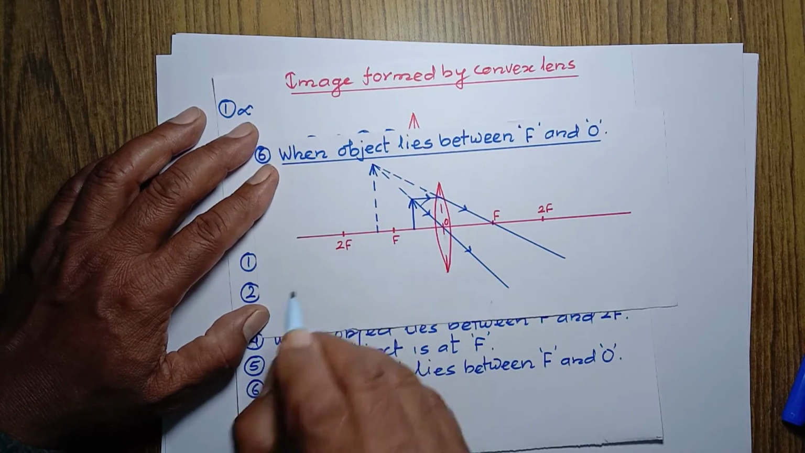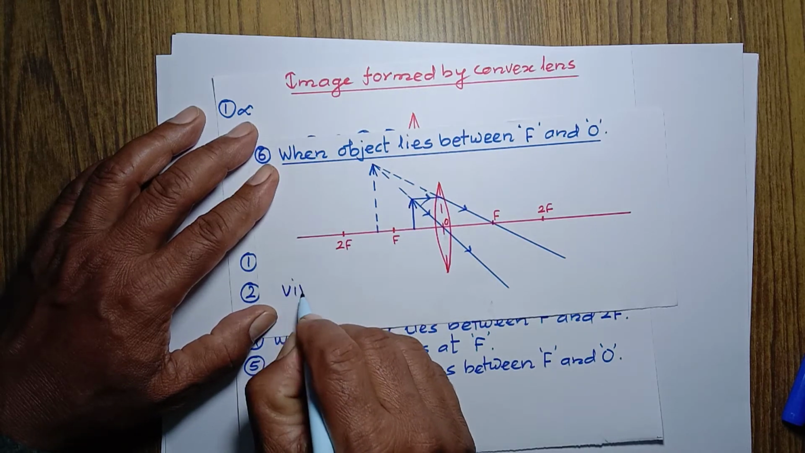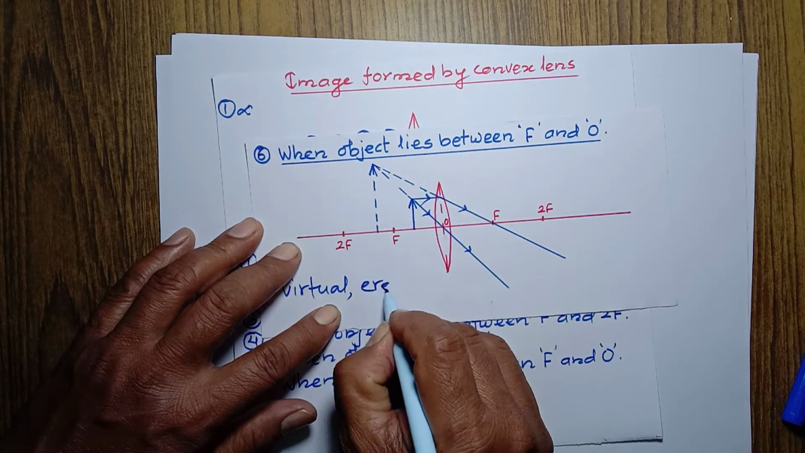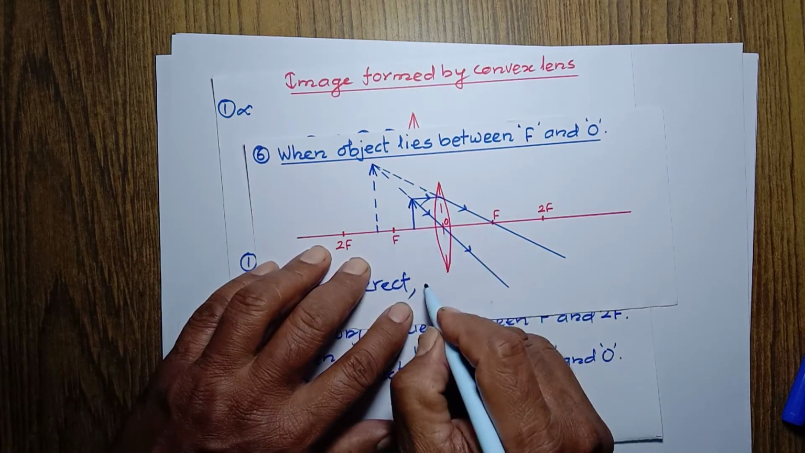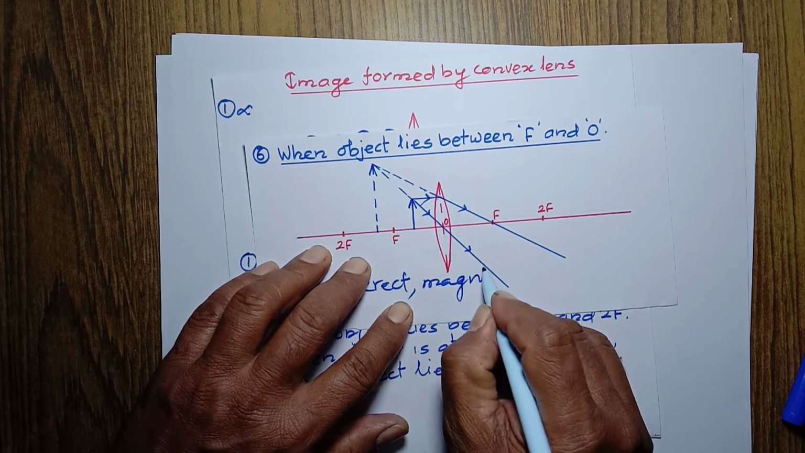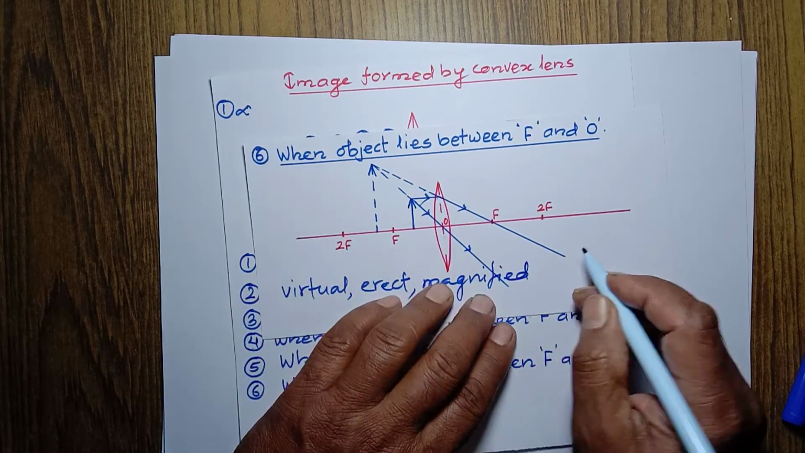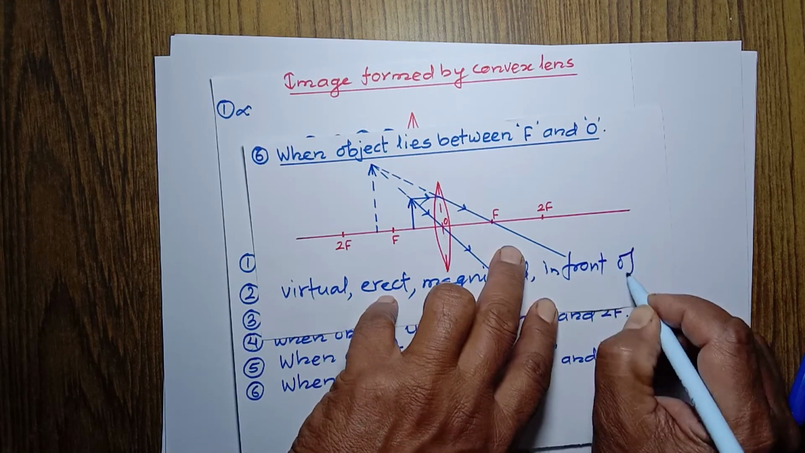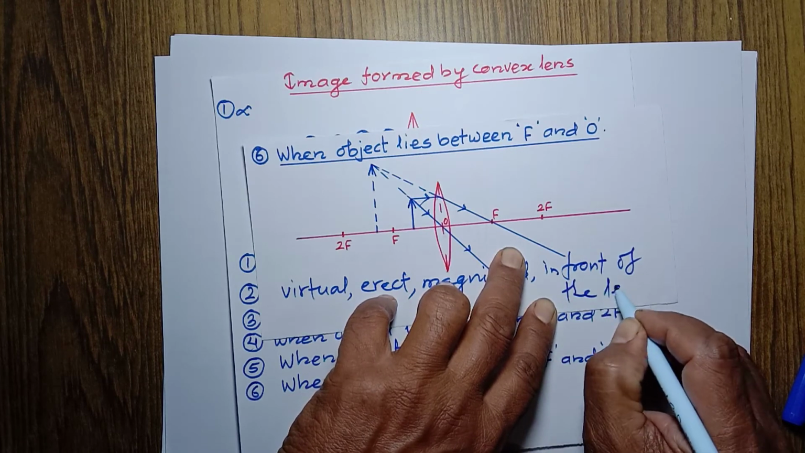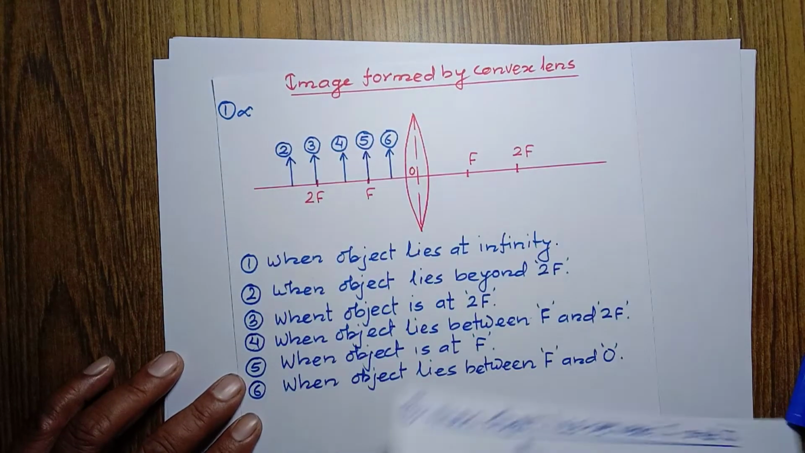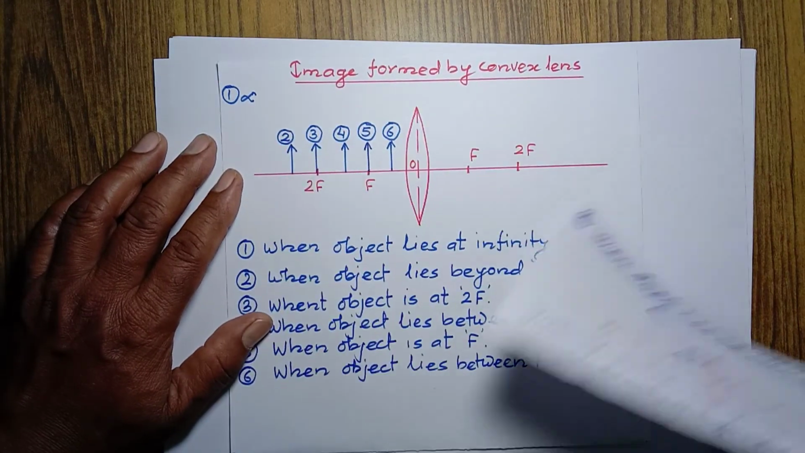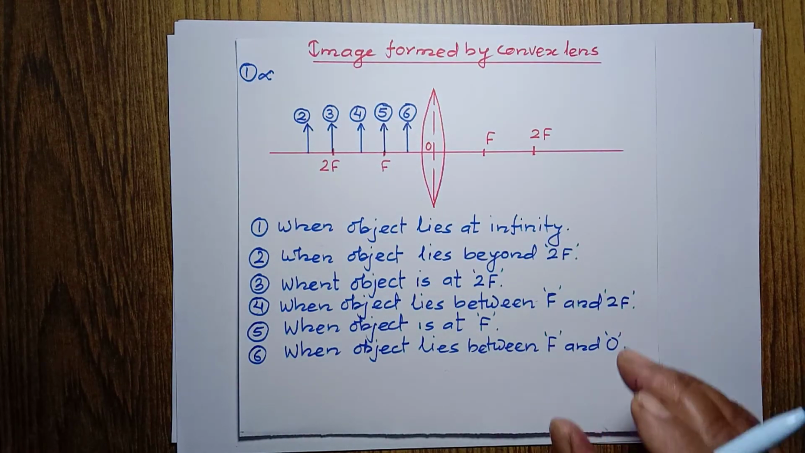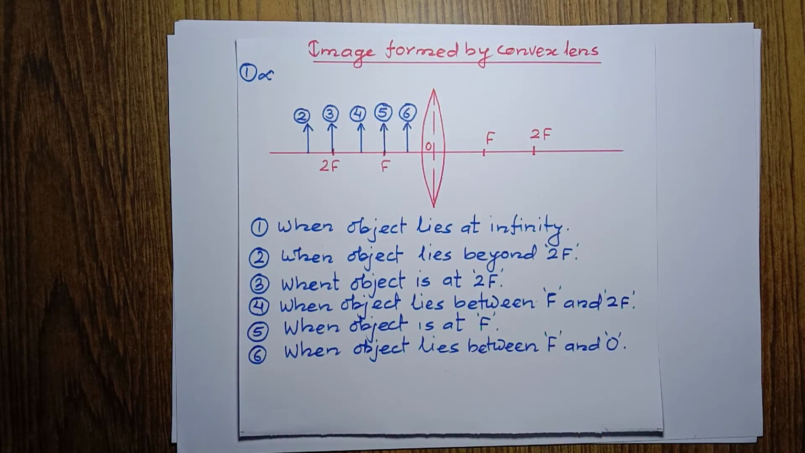This way the image is, for the first time, virtual, and it is erect, and it is magnified, which forms in front of the lens. This way we can draw a ray diagram of this convex lens. There are 6 conditions. All these 6 conditions, what type of image forms, we have drawn just now. This much for today.